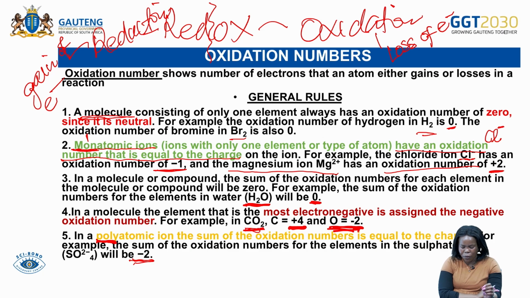Rule number 3. It says that in a molecule or a compound, the sum of the oxidation numbers of each element in a molecule or compound will be what? Will be 0. For example, they gave us water, okay? Because water is also what? Neutral. It's just a compound, all right?